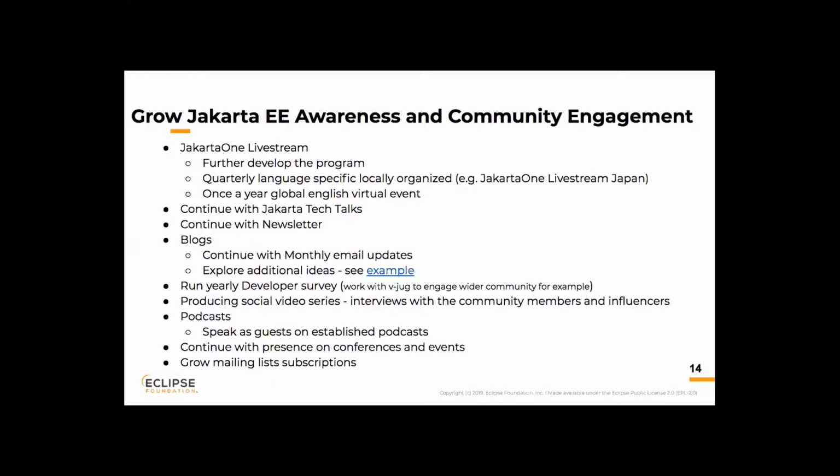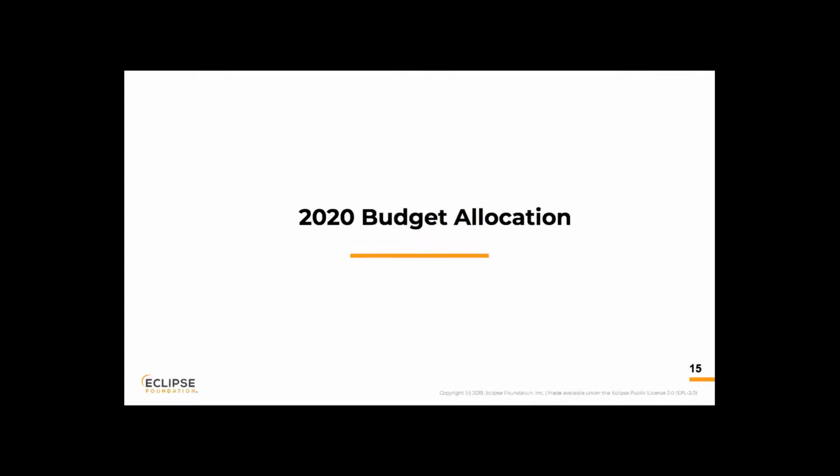And we have a large set of activities, including activities like this one, to build awareness and engage with the community through events like live stream, tech talks, ongoing blogs, developer surveys, videos, sponsorship of conferences, notifications through mailing lists, and so on. So these are a more detailed description of activities that we will undertake to achieve our strategic goals. And that was a set of activities that the steering group agreed to.